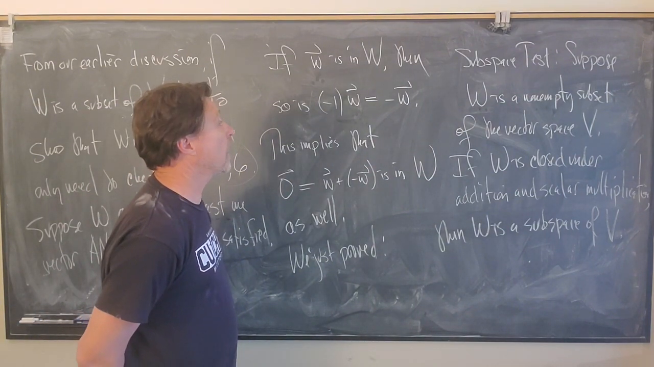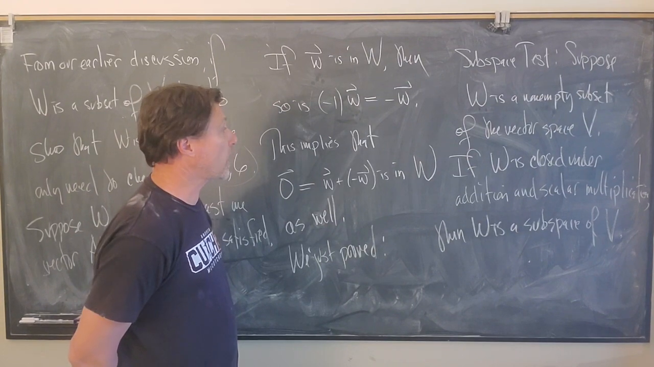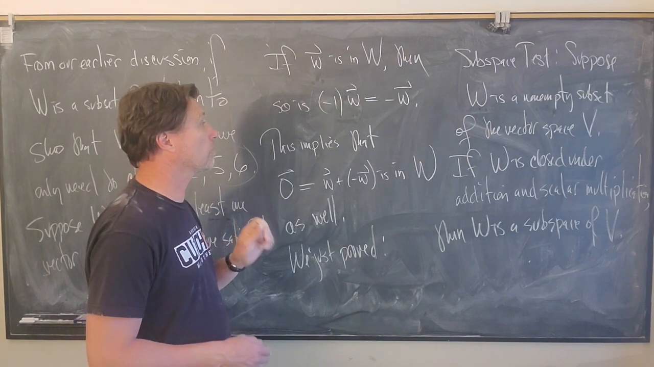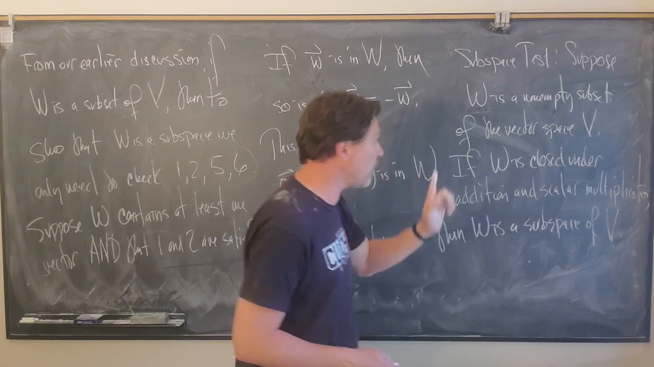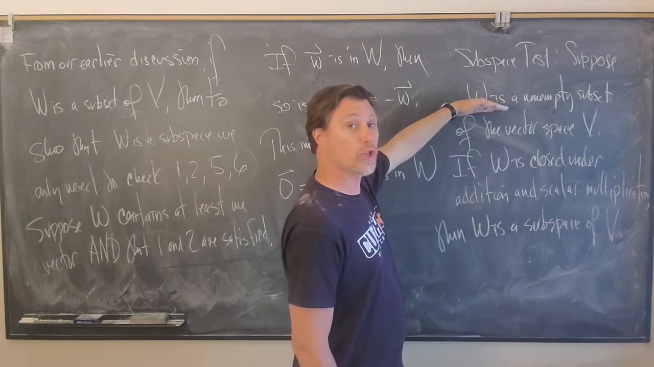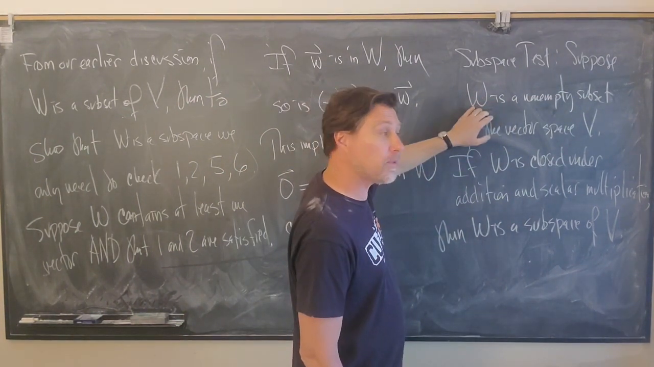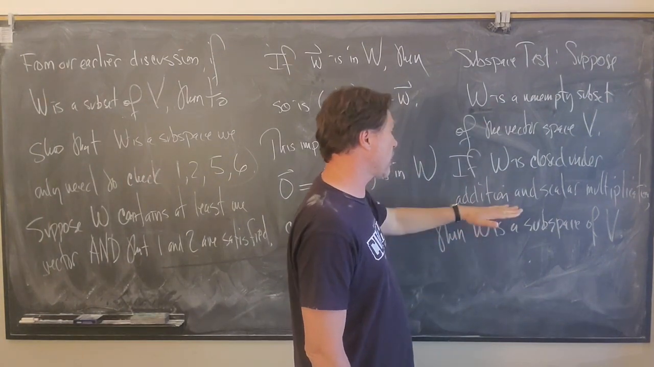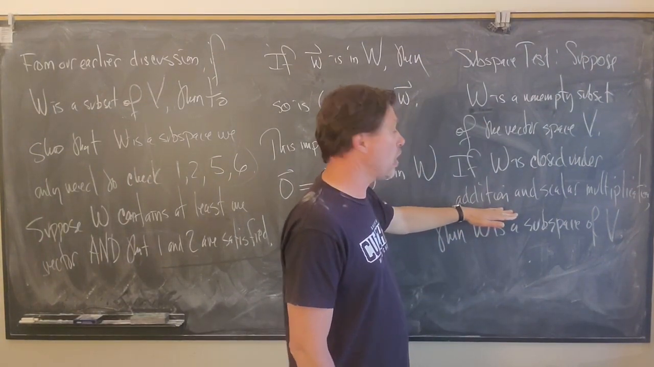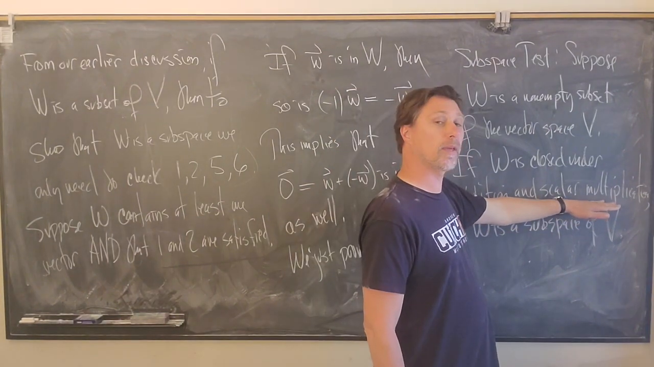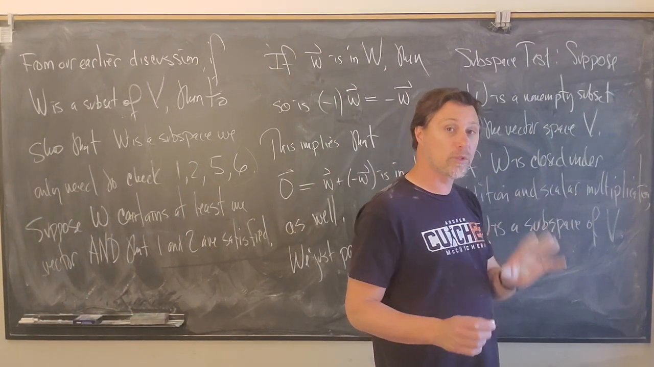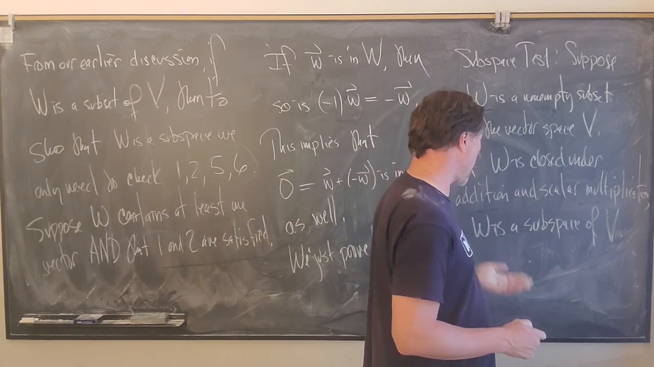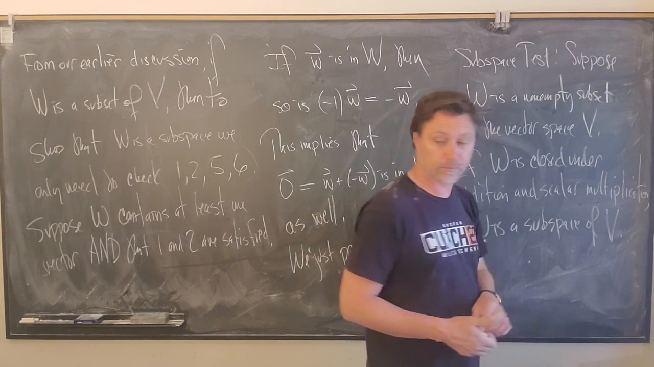So this gives a nice way to check that we've got a subspace. There's three things to do. Show that there's at least one element. It's got to be non-empty, so show that there's at least one element in the set. Show that it's closed under addition. Show that it's closed under scalar multiplication. If you can accomplish those three things, then you can conclude that you've got a subspace.